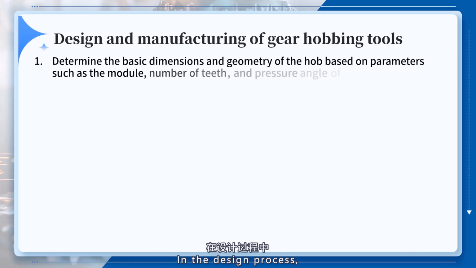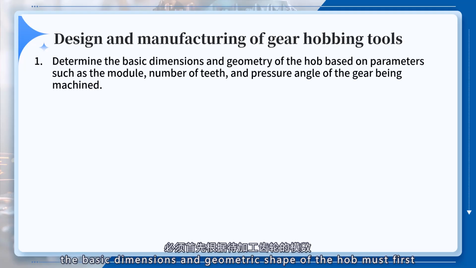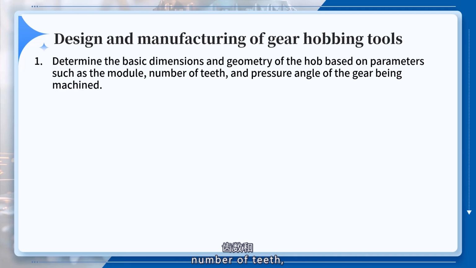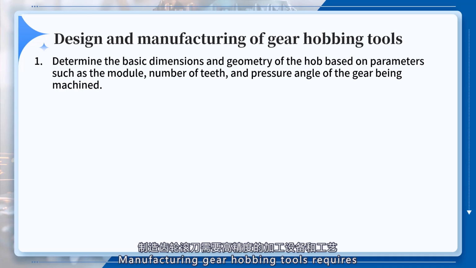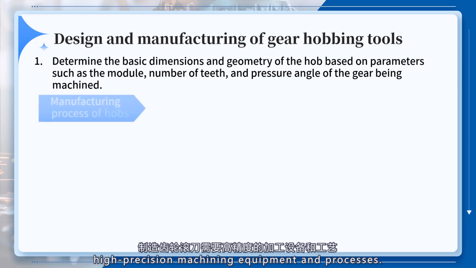In the design process, the basic dimensions and the geometric shape of the hob must first be determined based on parameters such as the module, number of teeth, and the pressure angle of the gear being machined. Manufacturing gear hobbing tools requires high-precision machining equipment and processes.